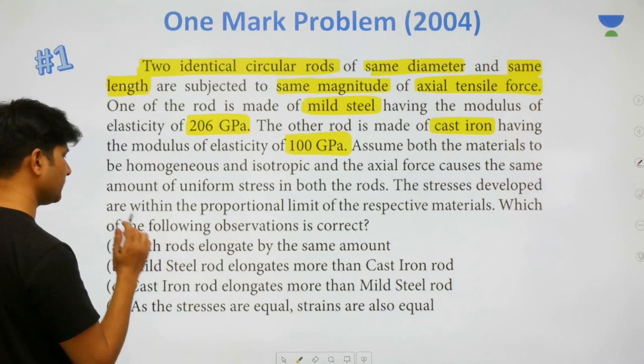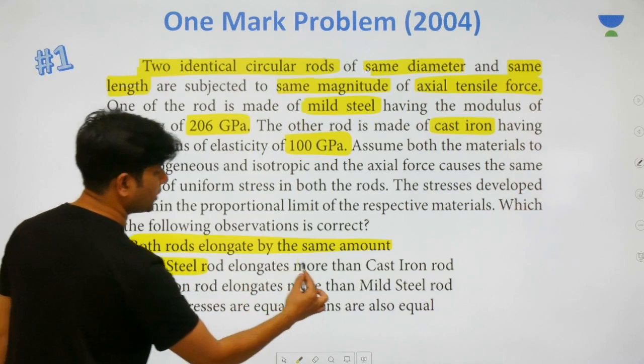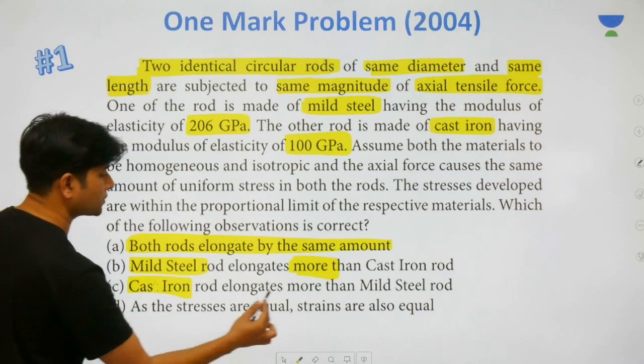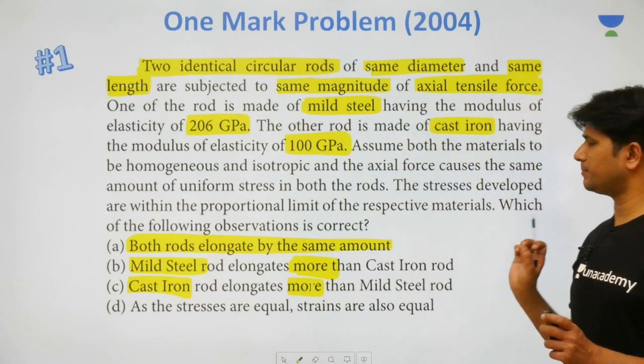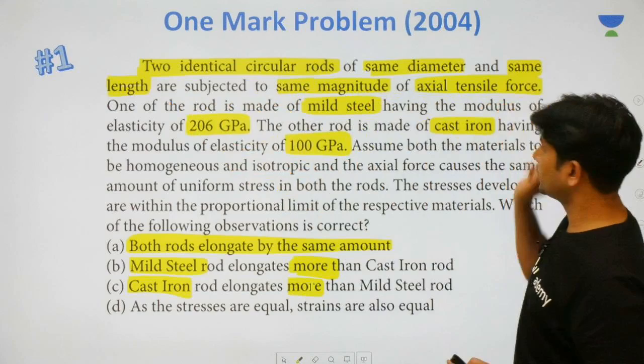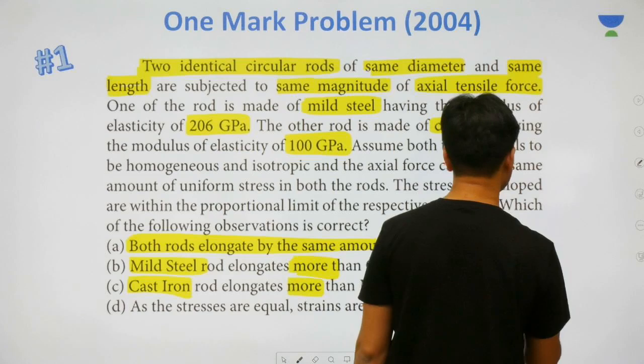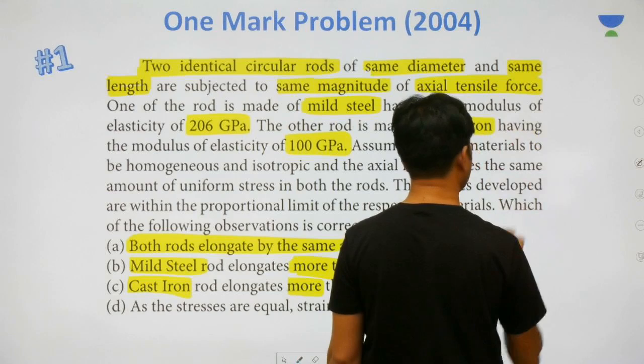Coming to the options. First option is that both rods will elongate by the same amount. The second option is that the mild steel rod is going to elongate more. And the third option is that the cast iron rod is going to elongate more. Now you see, this is a problem that you can solve in maximum 5 seconds. Why? Because dia is equal, so area will be equal, and length is equal, and load is equal, only elasticity is different, and mild steel is having greater modulus of elasticity value in comparison to cast iron.